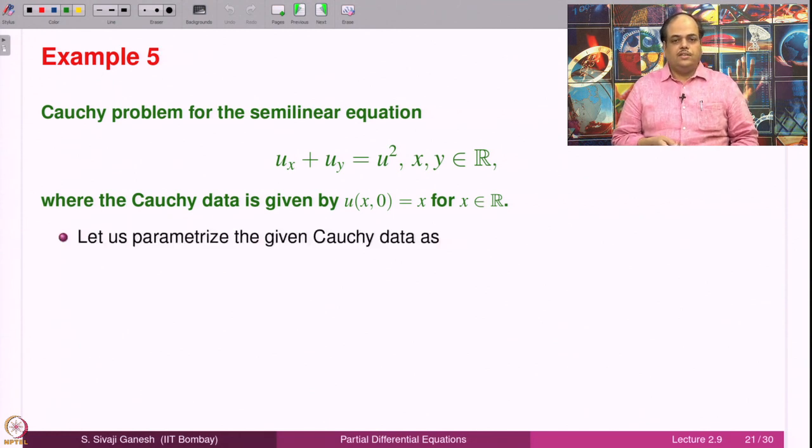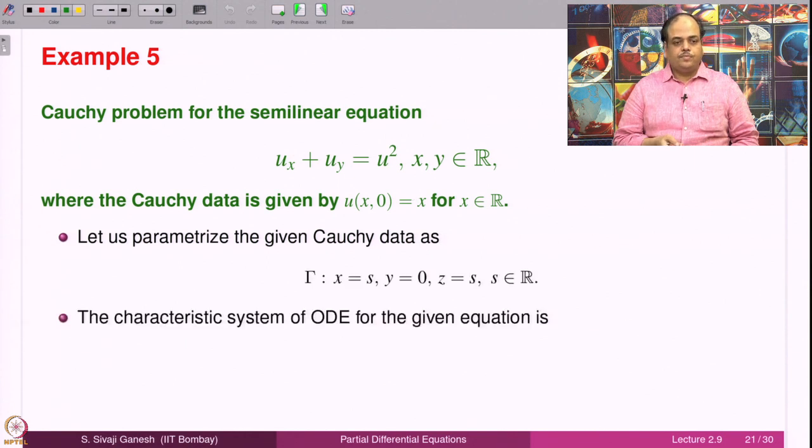I think this is the simplest complicated semilinear equation, because u square is the first equation that we learn even in ODE. dy by dx equal to y square, that is the first nonlinear equation that we will come across in first order ODEs. So, let us parameterize the given Cauchy data, x equal to s, y equal to 0, z equal to s, s in R.